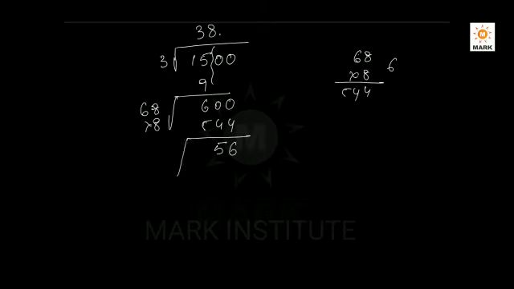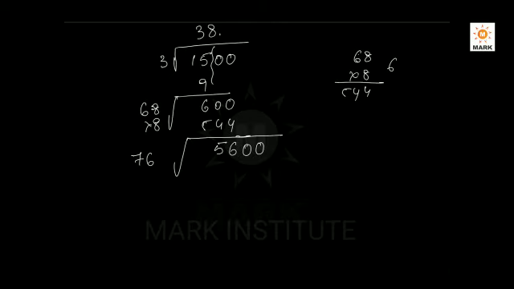Point here. So 38 and then the point, which means immediately I have to put 2 zeros here. What is the double of 38? The double of 38 is 76.